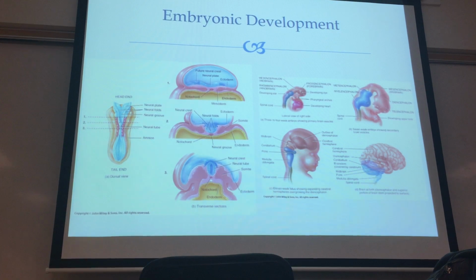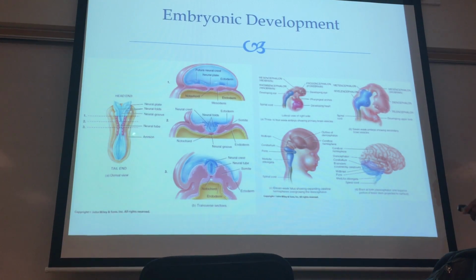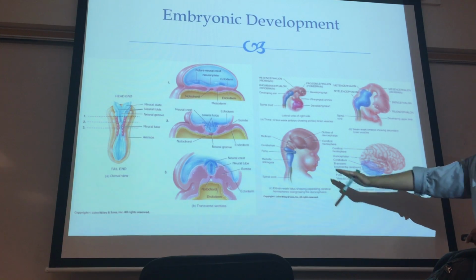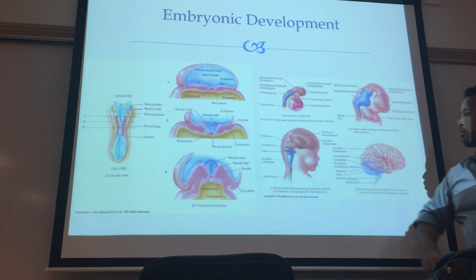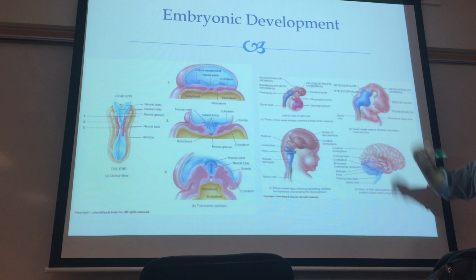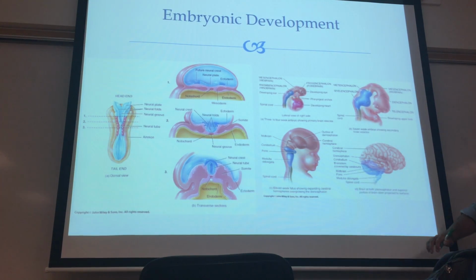So looking at that tube that's laid out for us, and we're looking at a bird's eye view of it, we're going to start to see that certain areas, particularly the head end, are going to start to develop a lot faster than the rest of the tube. And we can see this as the embryo starts to develop. Here we see about 3 to 4 weeks. We start to see about 7 weeks, 11 weeks, and eventually an adult brain.